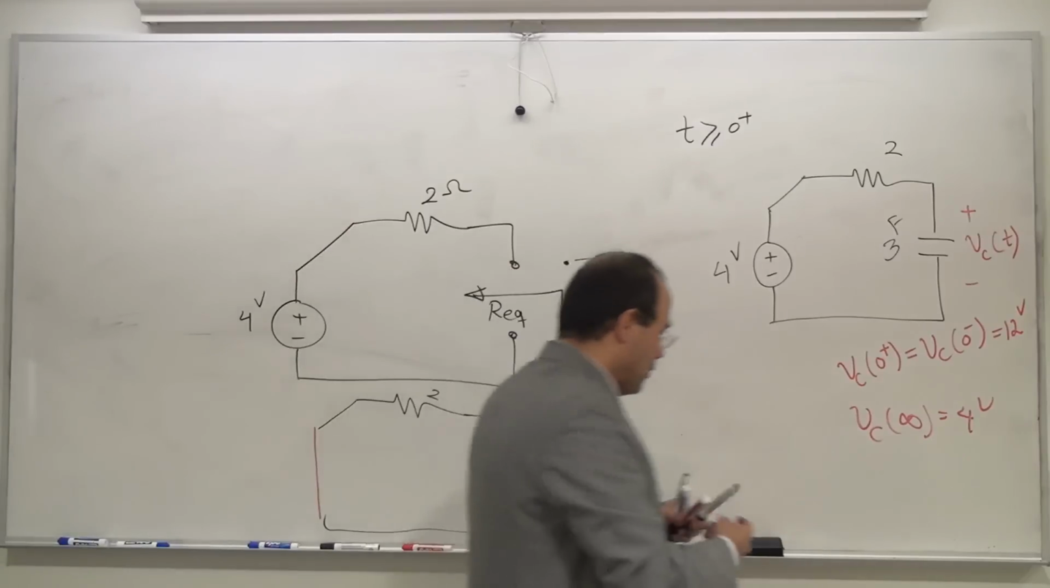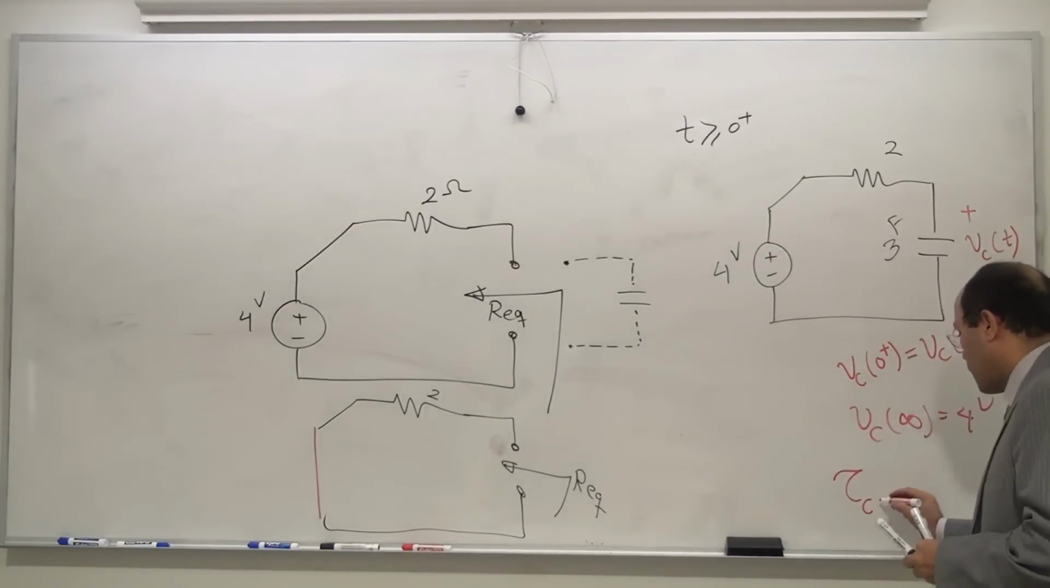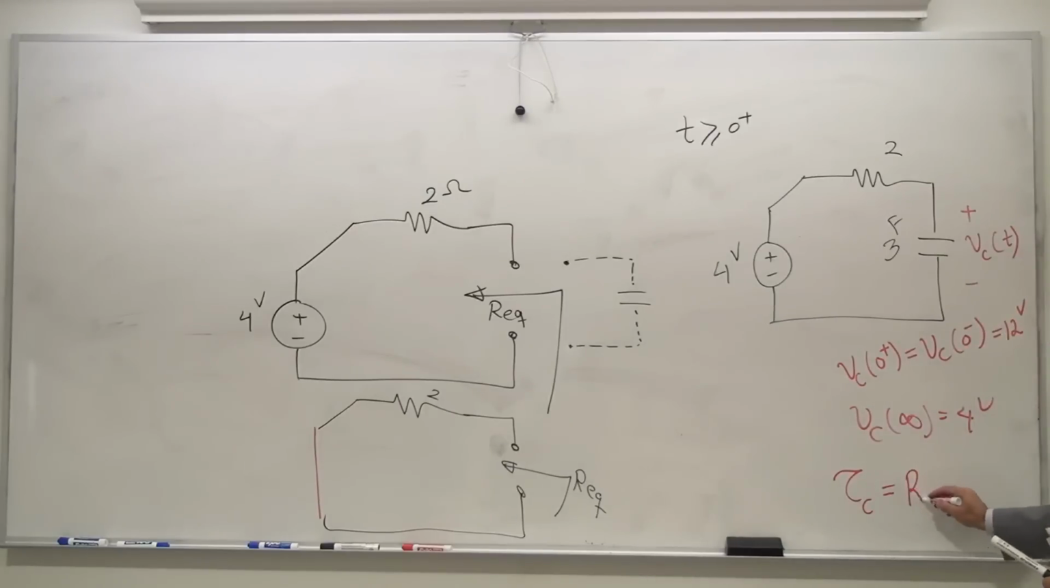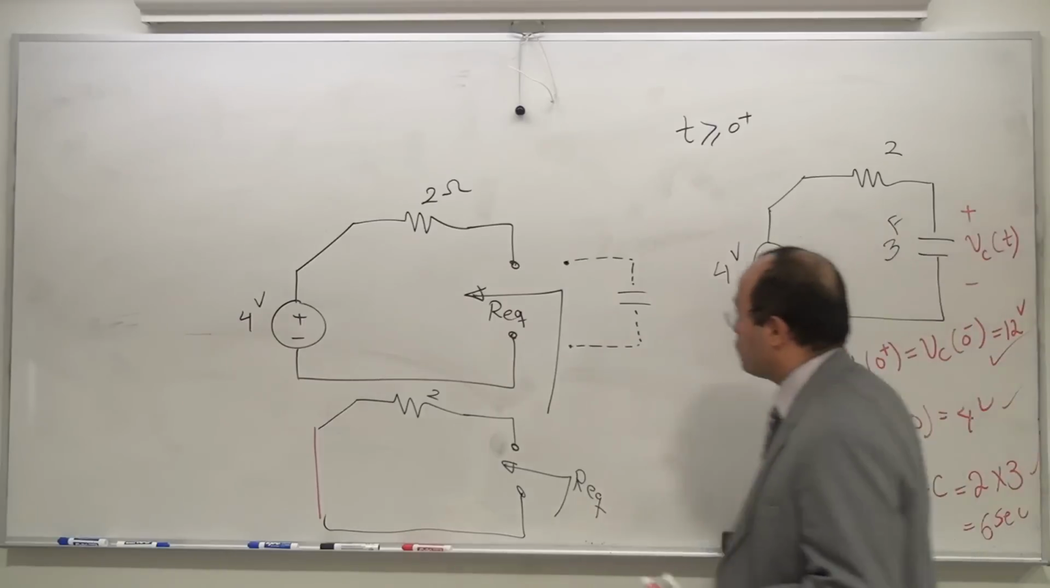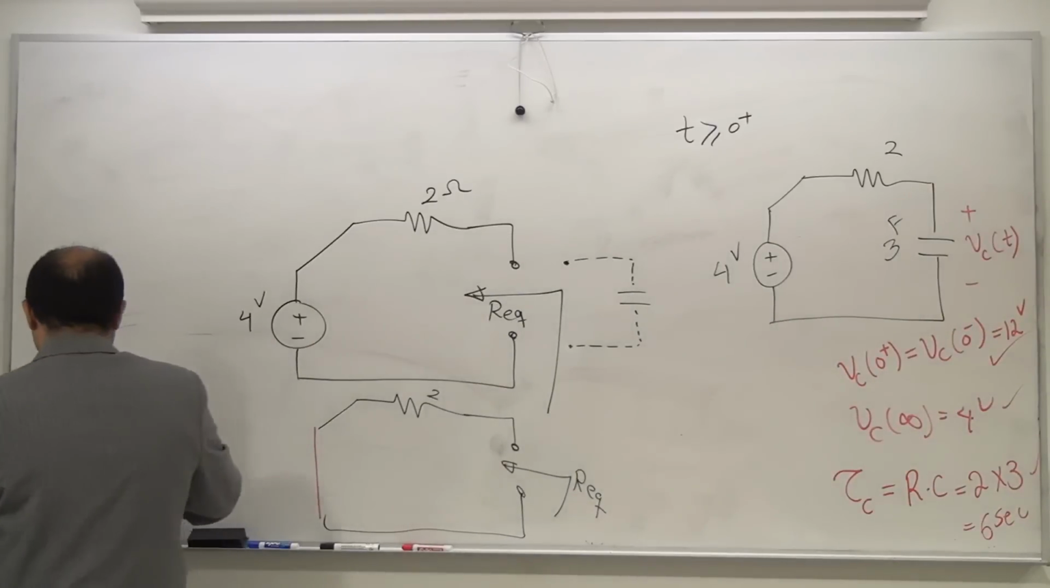What is my tau? Remember, tau C is different from tau L. Tau C is R equivalent times C equivalent. In this case, it's going to be 2 times 3, which is 6 seconds. You've got 1, 2, 3 unknowns, and you're set to write me the final equation.